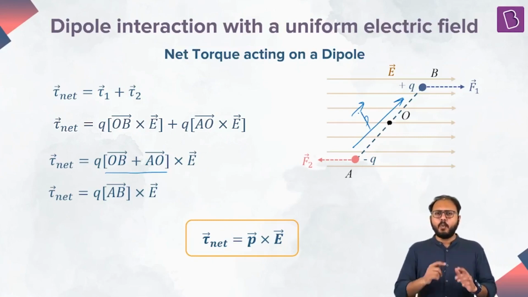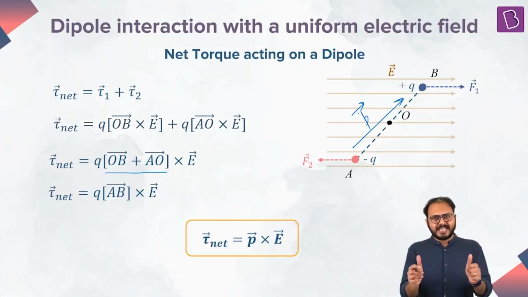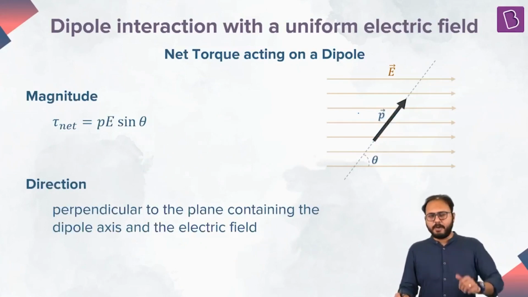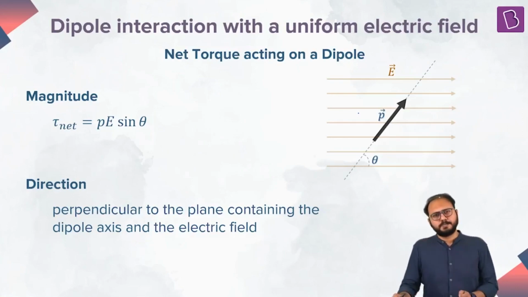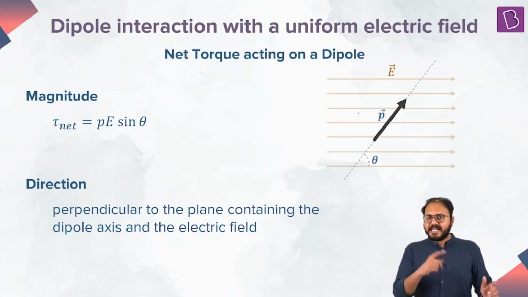Can I actually make one more very clever statement about torque? I can. But before that, are we settled on the magnitude P cross E? P E sine theta? Okay. Direction perpendicular to the plane containing the dipole axis and the electric field. There is nothing wrong about that. But this direction is great, correct, but not useful. It doesn't give me instant math advantage. So what gives me instant math advantage? Next slide will tell you something so special about the torque.